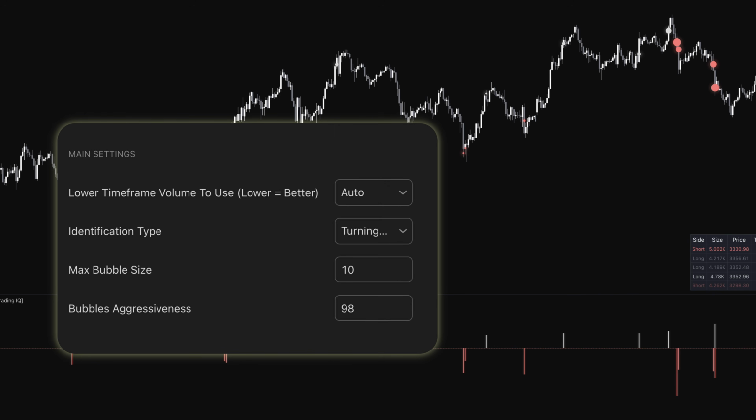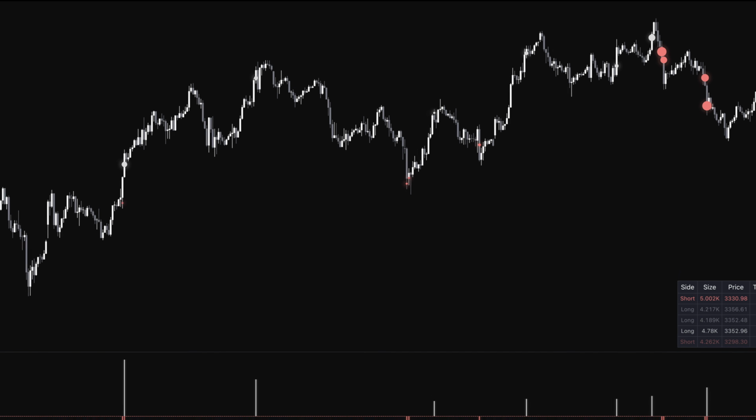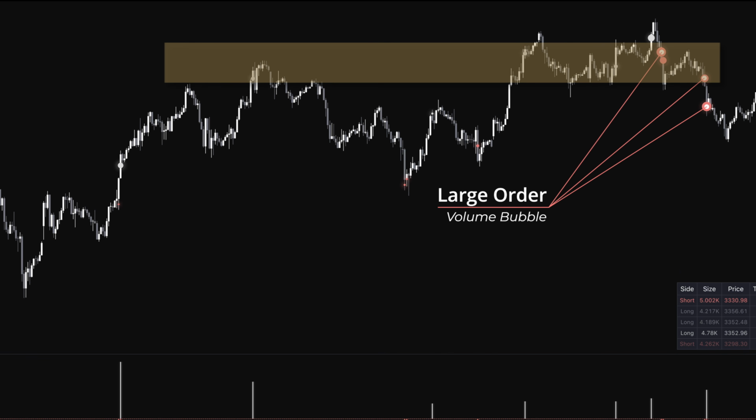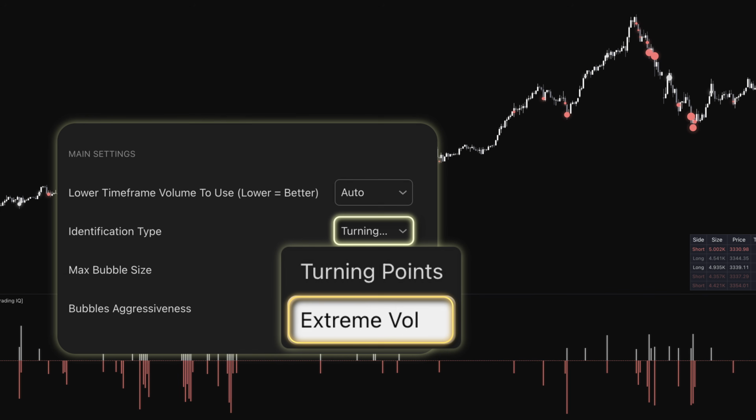Two identification modes control what qualifies. Turning Points filters candidates further by requiring Williams' percent range to be near an extreme, meaning it only highlights large orders that arrive at potential reversal zones rather than flagging every high-volume tick indiscriminately. Extreme volume mode skips that filter and marks any order above the threshold regardless of where price is in its range.